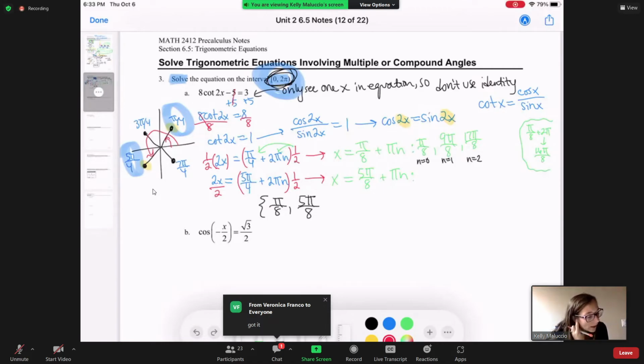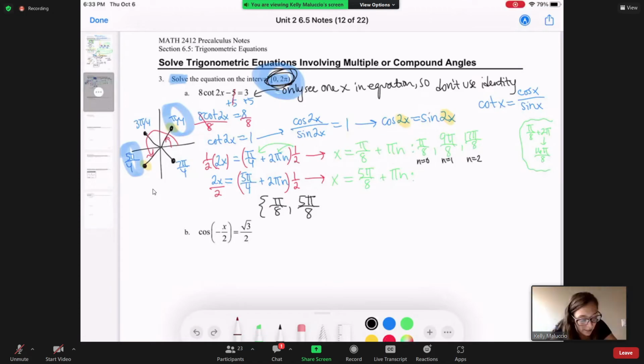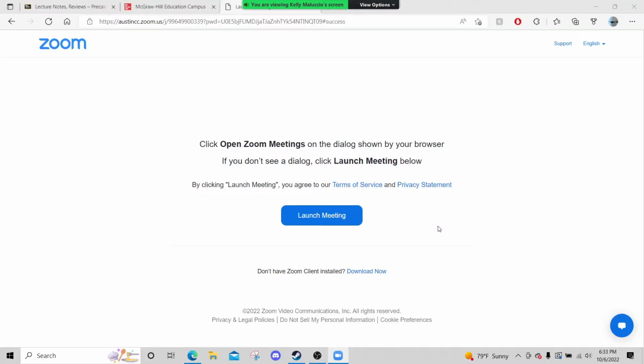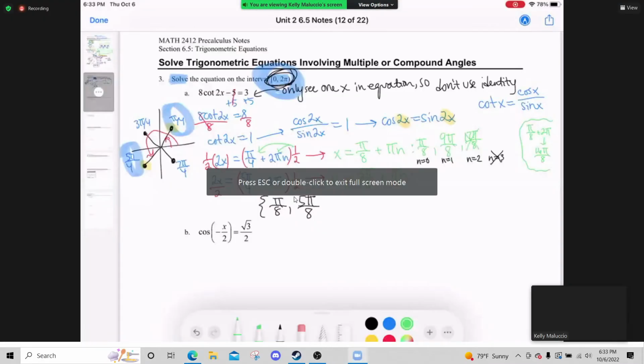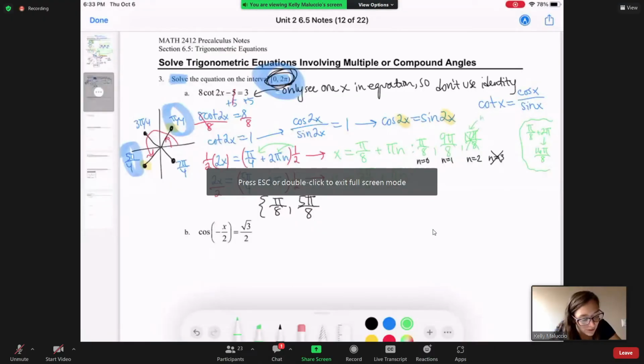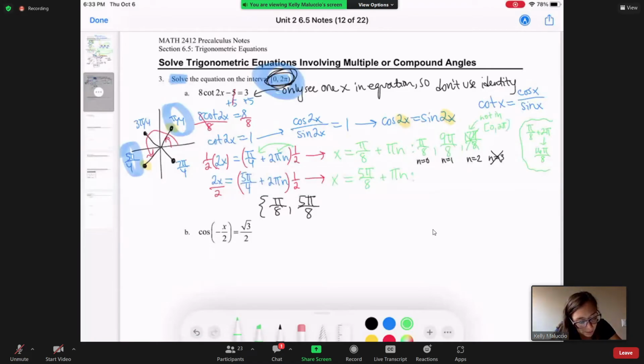So now I have these, and I could keep going. I could say when n is 3, but I'm going to stop here because 17 pi over 8 is bigger than 2 pi. So this is not in 0 to 2 pi because it's bigger. So now I know this answer is in 0 to 2 pi, so I'm going to include that in my final answers down here.